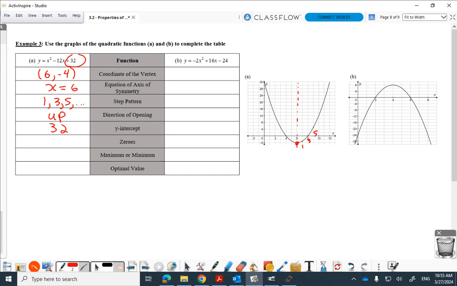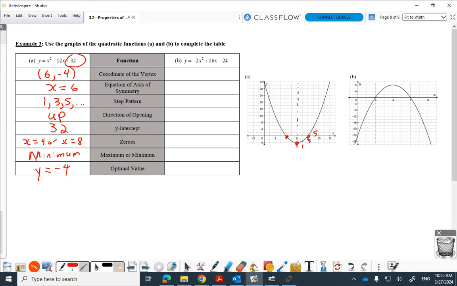Zeros. X equals 4 or x equals 8. I'll put them right in the graph. Maximum or minimum? Is it a max or a min? Minimum. And the optimal value is y equals -4. By optimal, we mean like if this was a graph of my expenses, my company, the lowest is -4. I know it doesn't make sense for my expenses to be -4, but I'm making the point that sometimes you want the lowest. Lowest is good sometimes.